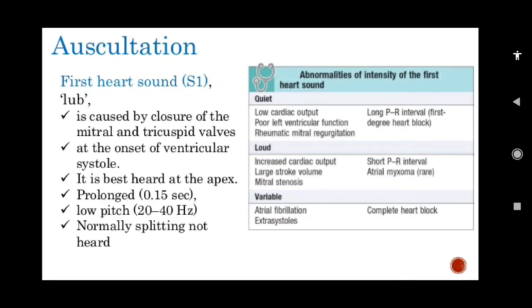The first heart sound, also called lub, is caused by the closure of the mitral and tricuspid valves, and it is at the onset of ventricular systole. It is best heard at the apex, and it is prolonged, 0.15 second, and of low pitch, 20 to 40 Hz only. Normally, splitting is not heard in the first heart sound.